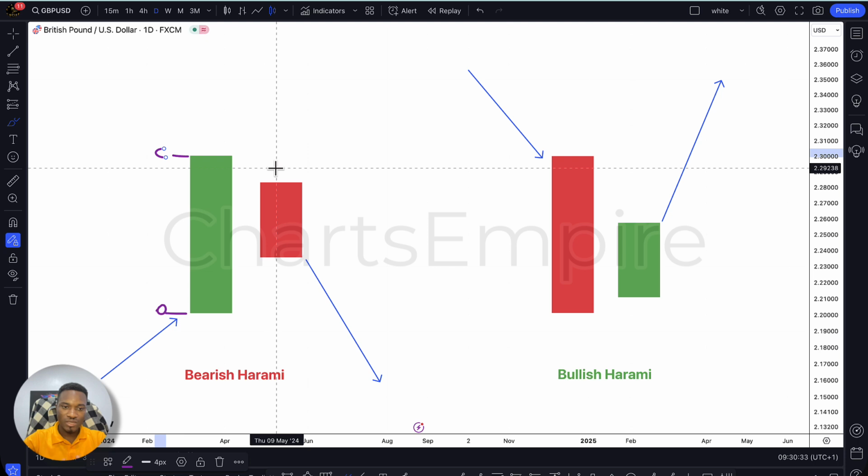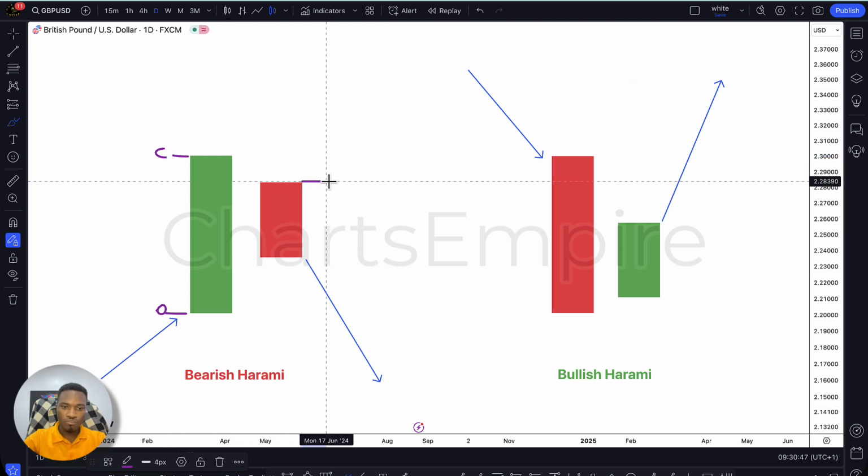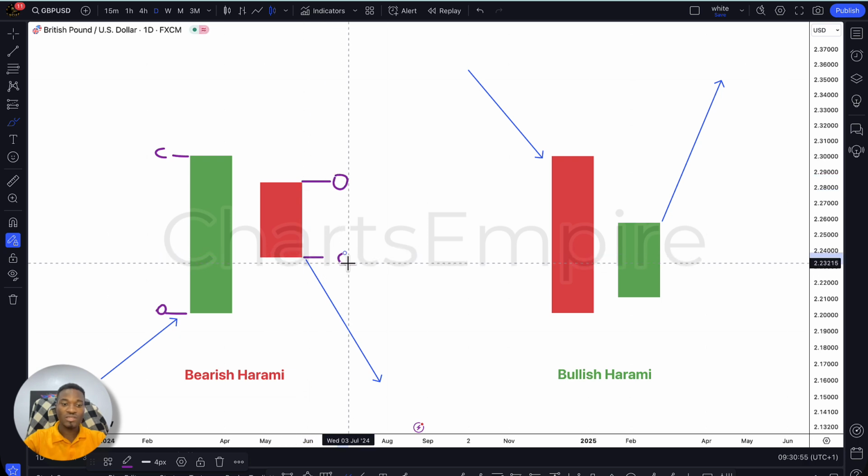That is a seller's candlestick, and this candlestick gaps lower. Sometimes this candlestick can open at the exact close of the bullish candlestick, or it can gap lower a little bit, right? So we have the opening of the bearish candlestick at the higher section, and we have the close lower than the open, right? Now this gives us a bearish Harami candlestick pattern.